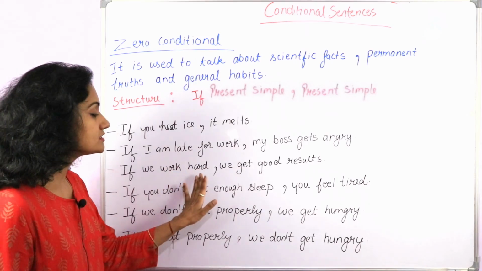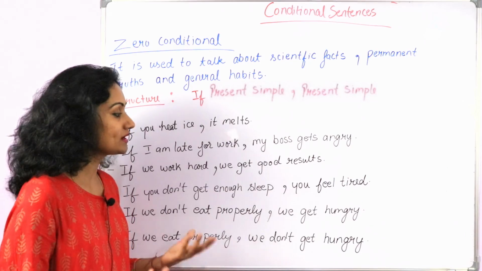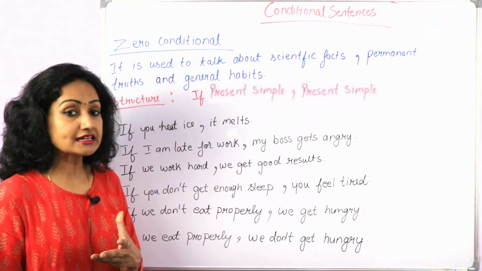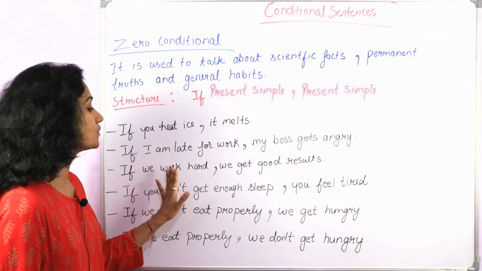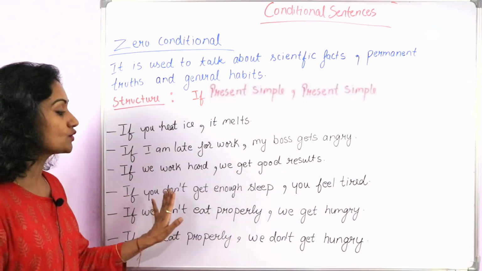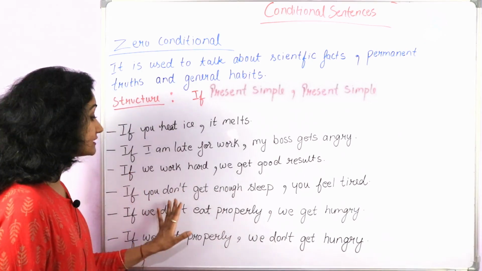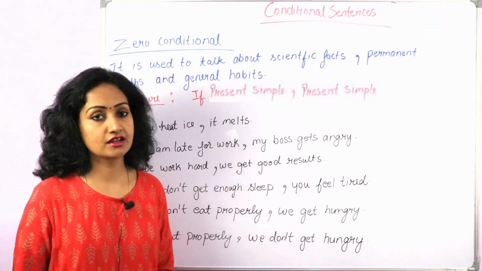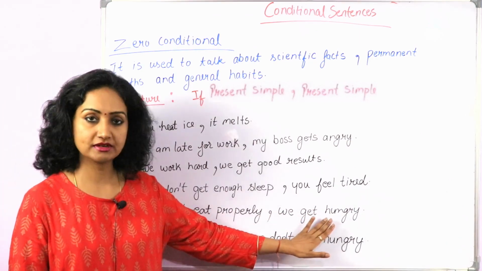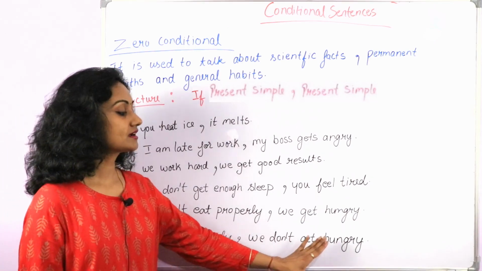If we work hard, we get good results. If we work hard, then what happens? We get good results. And you can make a negative sentence also. If we don't work hard, we don't get good results. If you don't get enough sleep, you feel tired. If you get enough sleep, you don't feel tired. If we don't eat properly, we get hungry. If we eat properly, we don't get hungry.